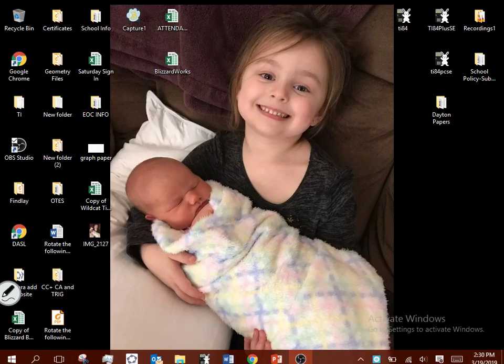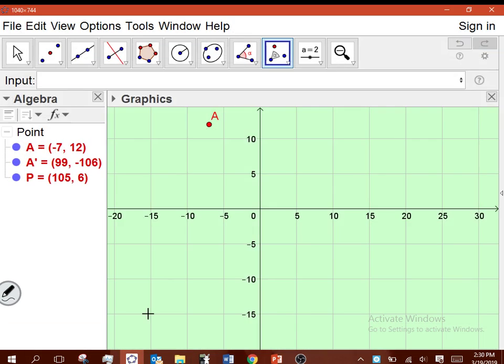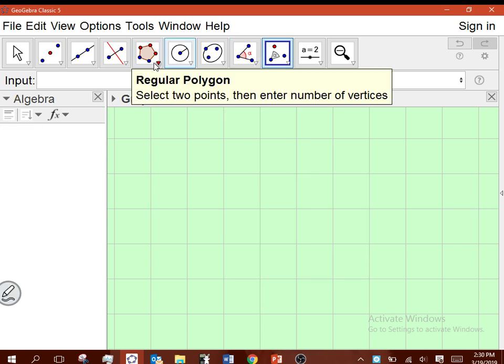All right, so we want to talk about question number 2, okay? So question number 2, how many sides does that nonagon have? 9. So a nonagon, 9-sided figure, looks like this.